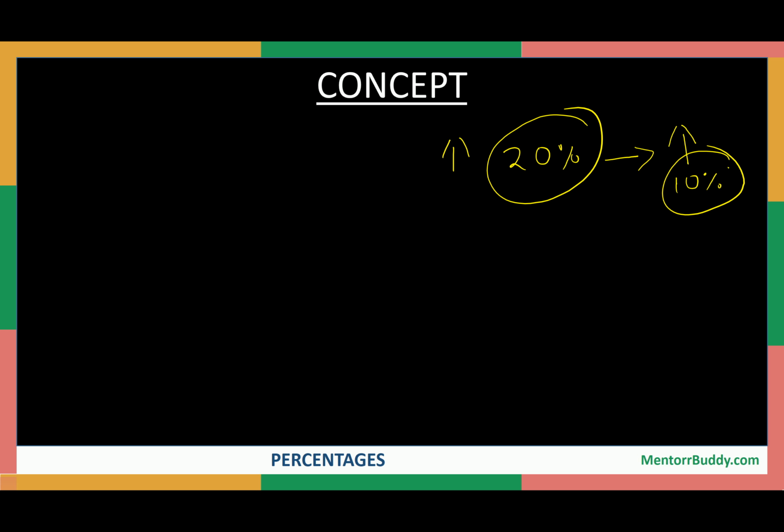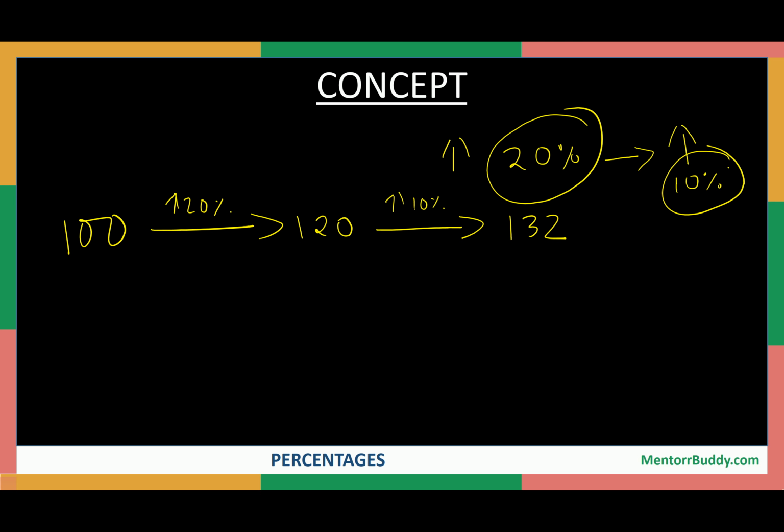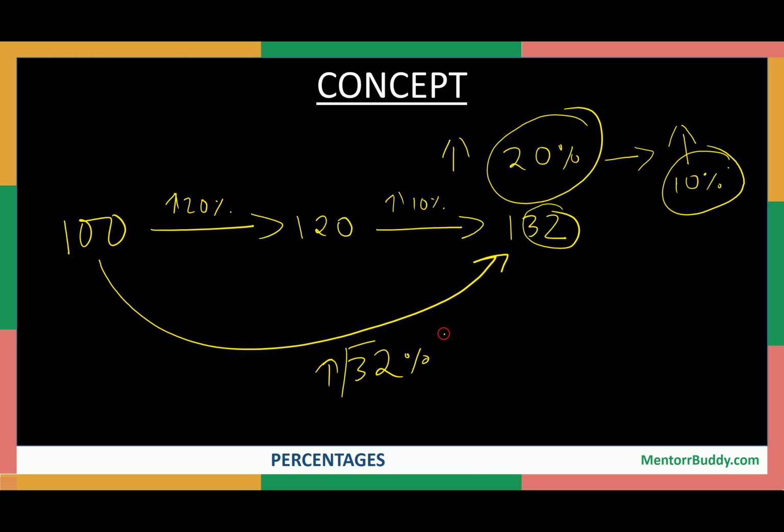But the thing is not like this. See, take an example of 100 and increase 20% in 100. It will become 120, right? And then from this final value again increase 10%. 10% of 120 will be 12, right? Increase 12 in it, it will become 132. From 100 it has become 132. It means the actual increase is 32 rupees, which is 32% of 100.